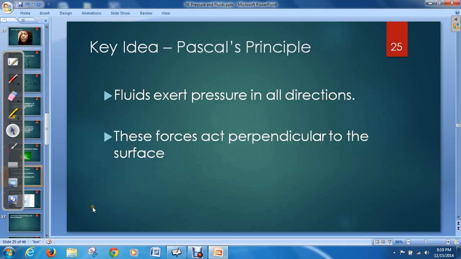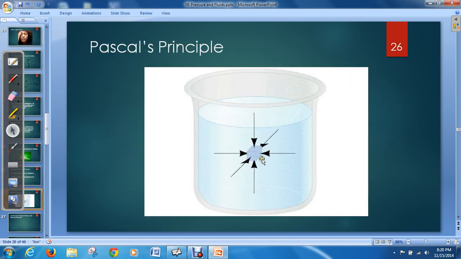Okay, here's another idea that we want to think about. It's called Pascal's principle. It's the idea that fluid exerts pressure in all directions, right? And this makes sense. Okay, these forces act perpendicular to the surface. So if you put something in water, you're going to feel the pressure of that water in all directions. Okay, so if I put something in water, that water presses down from all directions, not just from one side. Okay, so you can expect compression from all sides. Okay, that's why balloons are round. They feel that force, that pressure from the air, right? But that pressure comes from all directions. Okay, so that's Pascal's principle.